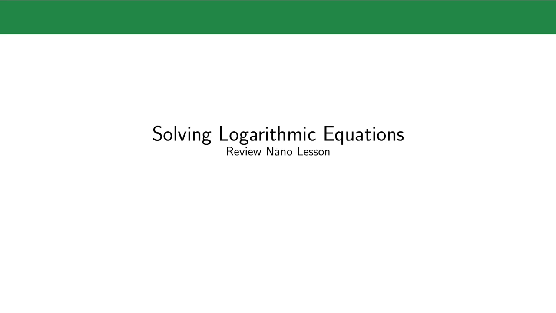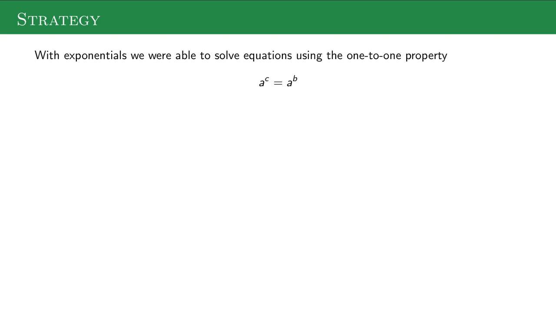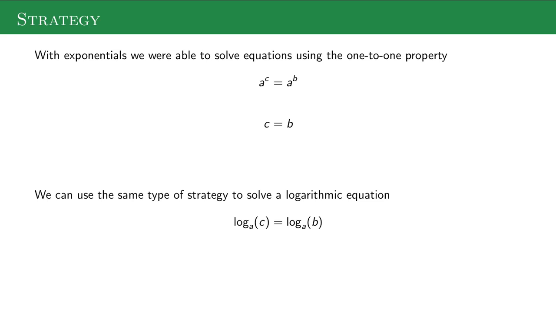In this review video, we're going to talk about solving logarithmic equations. We already talked about how to solve exponential equations. So we've had an exponential look like this. We use this thing called the one-to-one property to eliminate the exponent parts and just say C is equal to B. And we're going to be able to use the same type of strategy for logs because logs and exponentials are similar. So we can cancel out the logs and just get C equals B again.